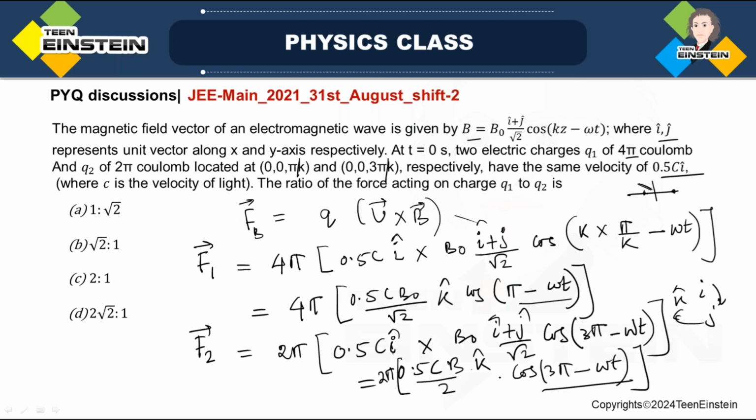If you just take the ratio, this factor is actually the same, this factor is practically the same, and this part is the phase term. They are also at the same phase. So actually F1 by F2, if I take the mod, then I get 4 by 2. Actually this is 2 is to 1. So option C will be the correct answer for this question.